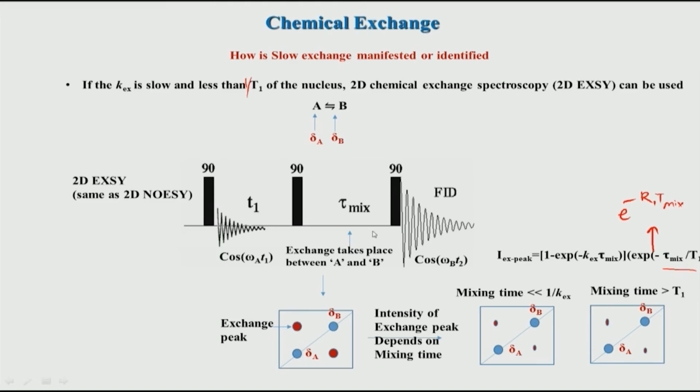Therefore, one has to choose the right mixing time, and based on that you should be able to see if there is an exchange between two states, a cross peak. This is very important information which helps in finding out whether any two atoms, hydrogens in two states, are exchanging with each other or not. So let us now look further at how fast exchange can be identified.